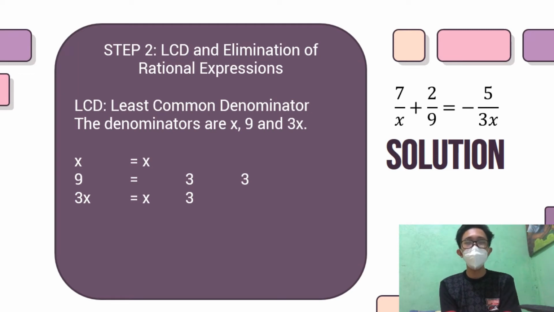So i-bring down natin lahat since we're getting the LCD. Pag GCF po, your greatest common factor, yun yung pag i-bring down lang yung common sa kanilang tatlo. But for LCD, i-bring down natin lahat ng factors. Yung mga common factors, it will be included as 1. So the LCD will be x times 3 times 3 or equal to 9x. So ang ating LCD is 9x.